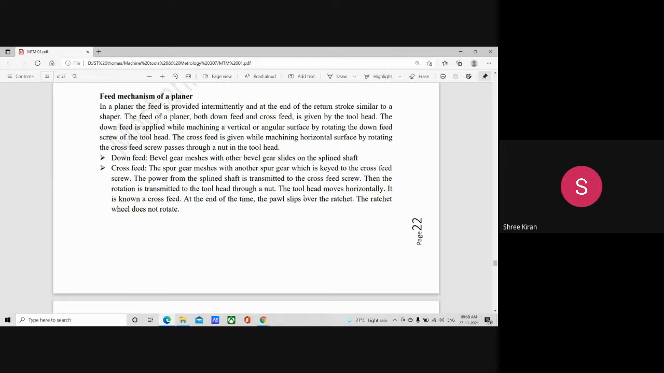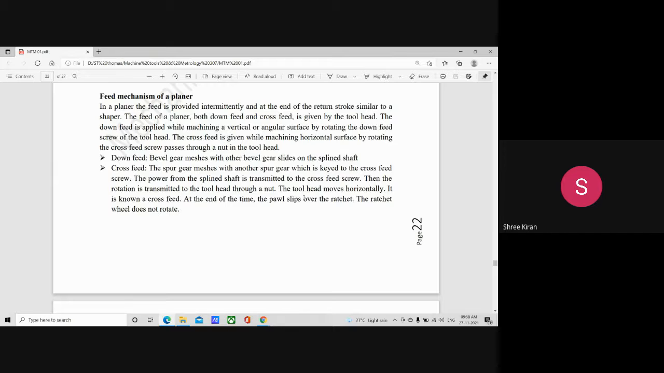Where is the down feed applied? It is always applied only while machining a vertical or angular surface, which can be done by rotating the down feed screw of the tool head. It can be done only by rotating the down feed screw of the tool head.